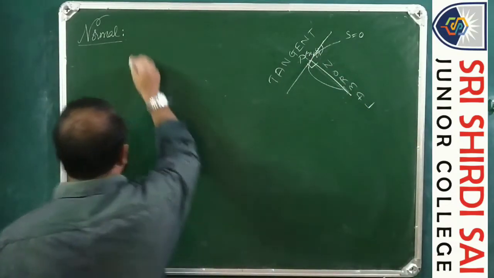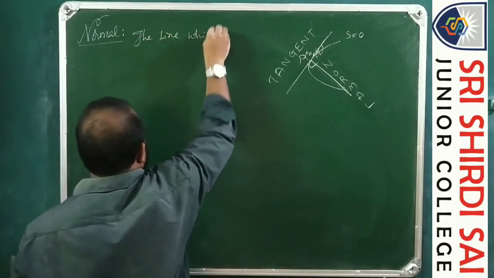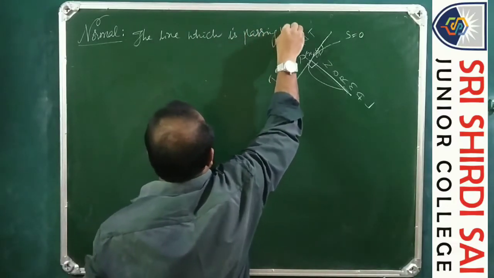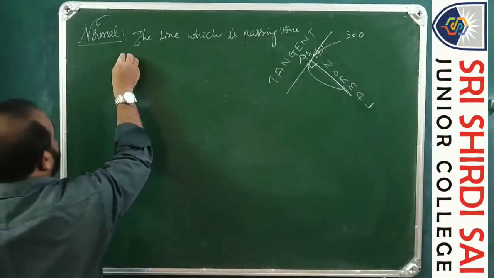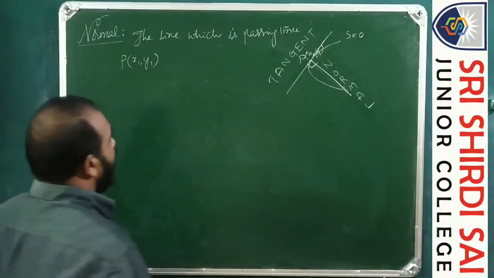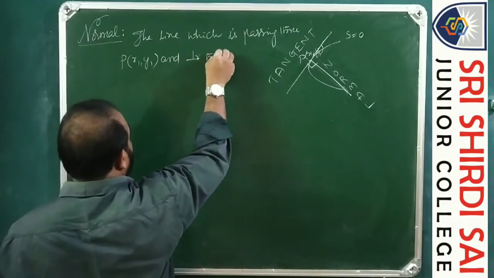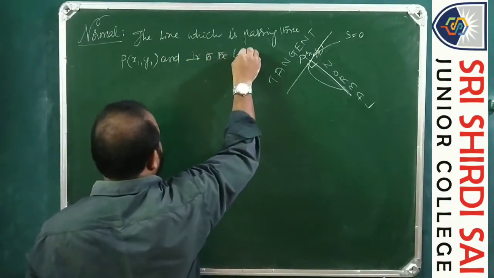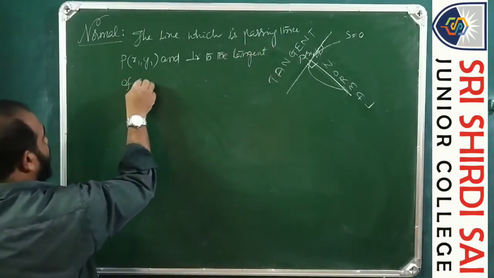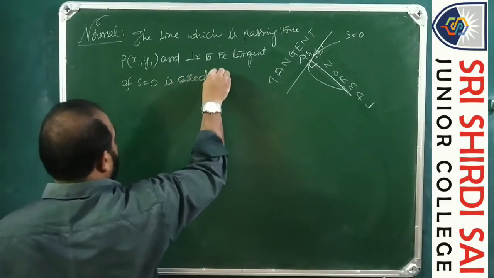So the line which is passing through P(x1, y1) and perpendicular to the tangent of S equals 0 is called the normal.